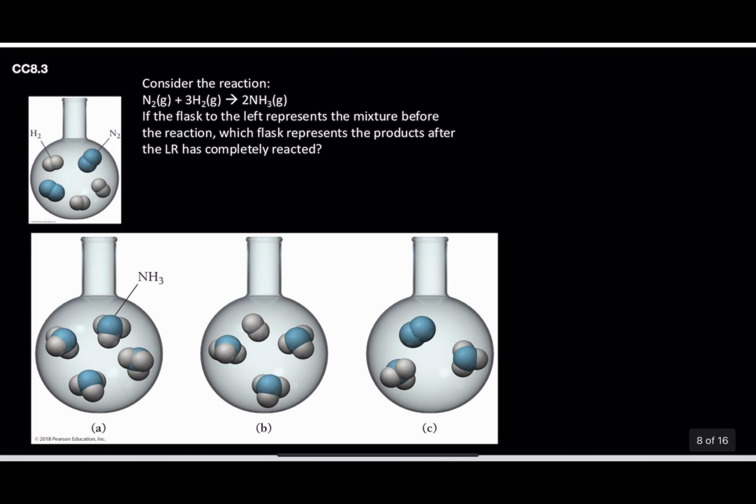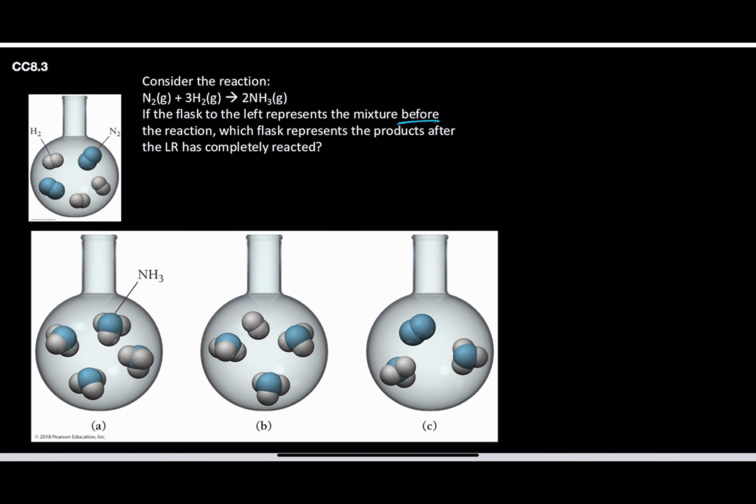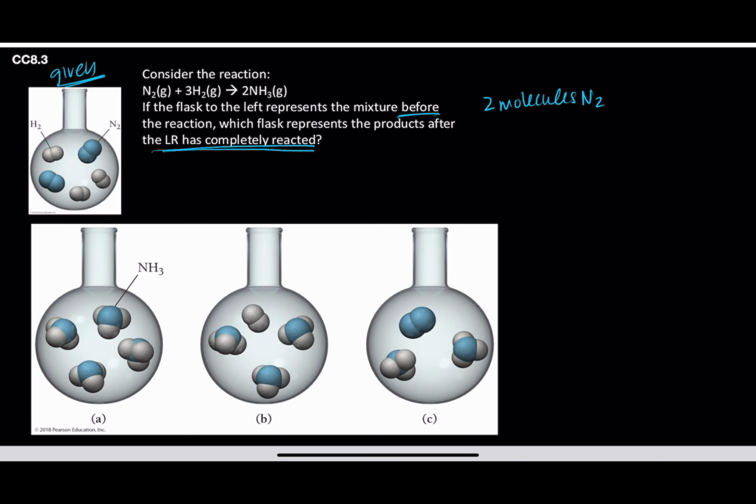Concept check 8.3. So consider the reaction. If the flask to the left represents the mixture before, meaning that this is our given, that's what it looks like. Which flask represents the products after the LR has completely reacted? So we need to look closely at the flask, and it says that I have 2 molecules of nitrogen. It also says that we have what? Right, 3 molecules of hydrogen.